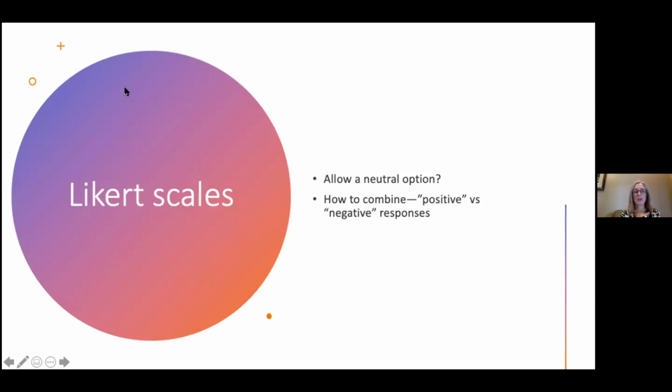I was told once by somebody who was a cousin of the man that this is pronounced "Likert" instead of "Likert." But should you allow a neutral option? So it depends.